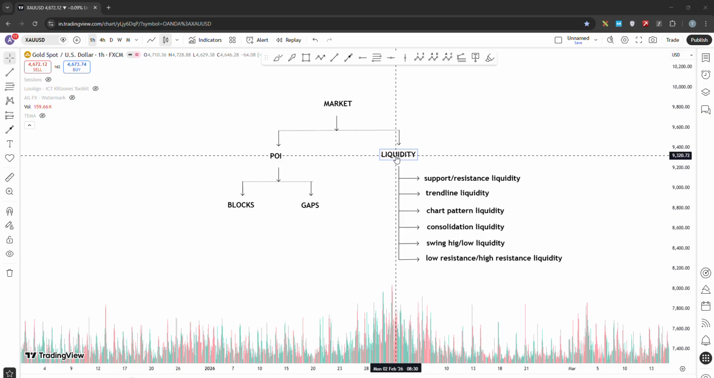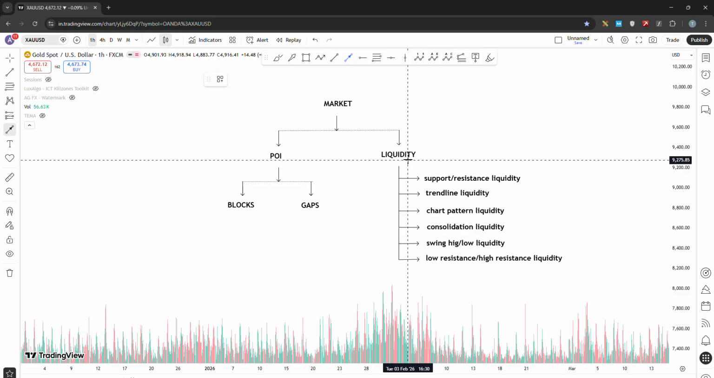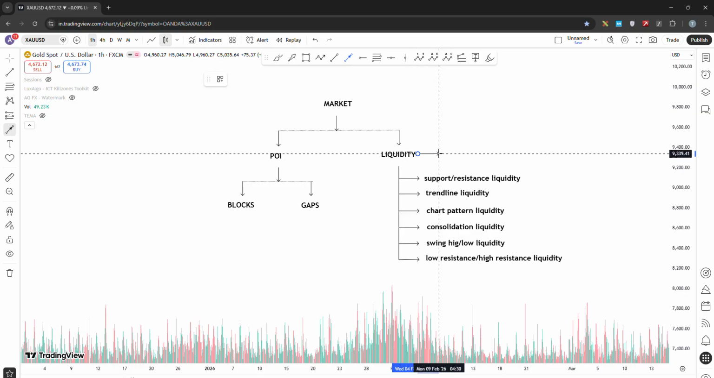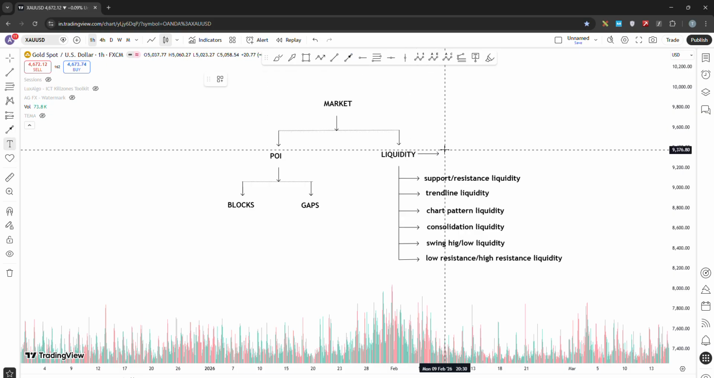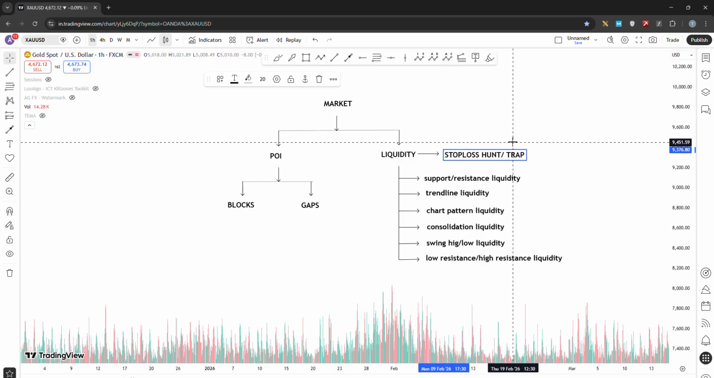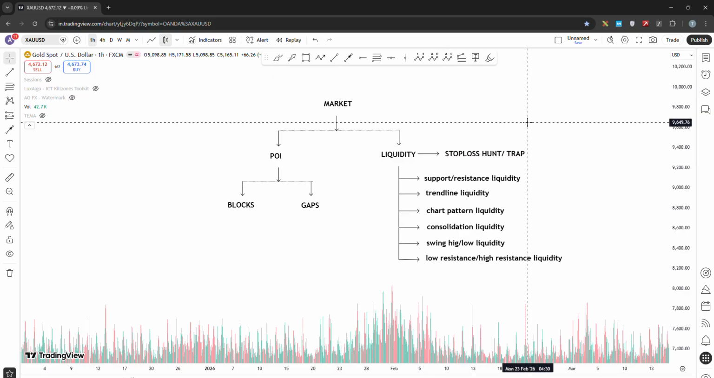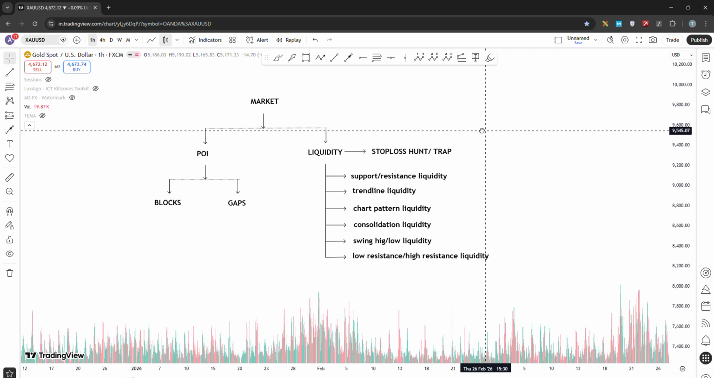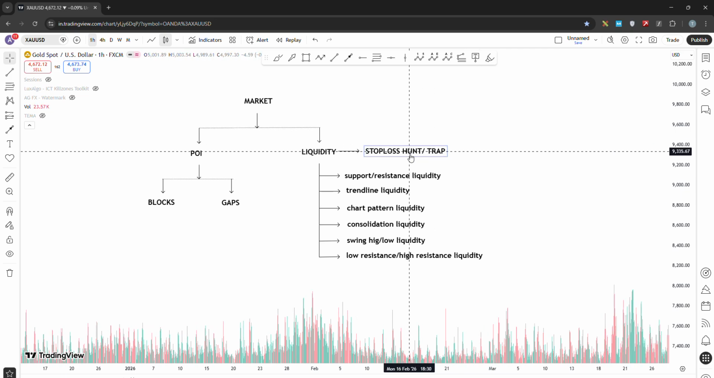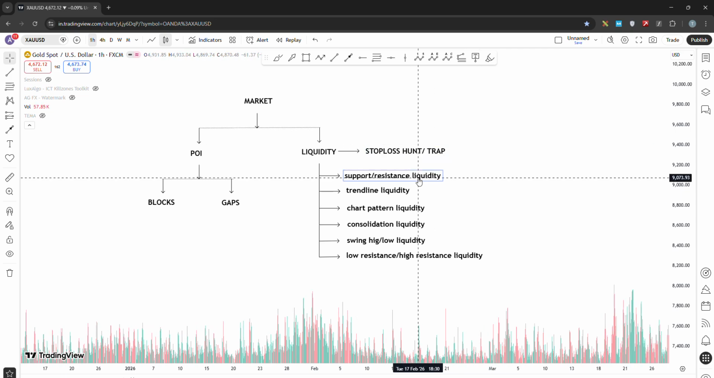Now, what is liquidity? Liquidity simply means stop loss hunting of the retail traders. This is what liquidity means, or in very simple words, it's a trap. It's a trap for the retail traders. Now, to understand more, let's take the first kind of liquidity, which is support and resistance liquidity.